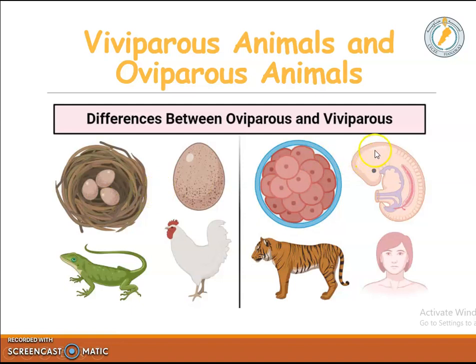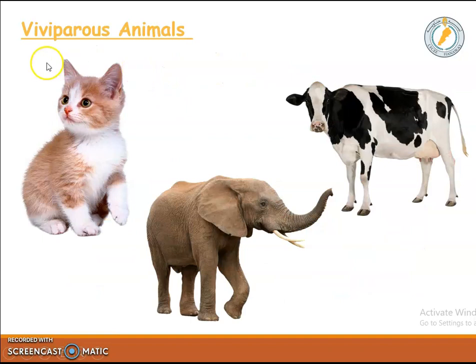On the other hand, we have the viviparous animals. These animals come out from the belly of their mother, so we don't have eggs in this case. We have a pregnant mother, just like the case of a human. Now let me show you some examples. Let's start with the viviparous animals. We have cat, elephant, and a cow.